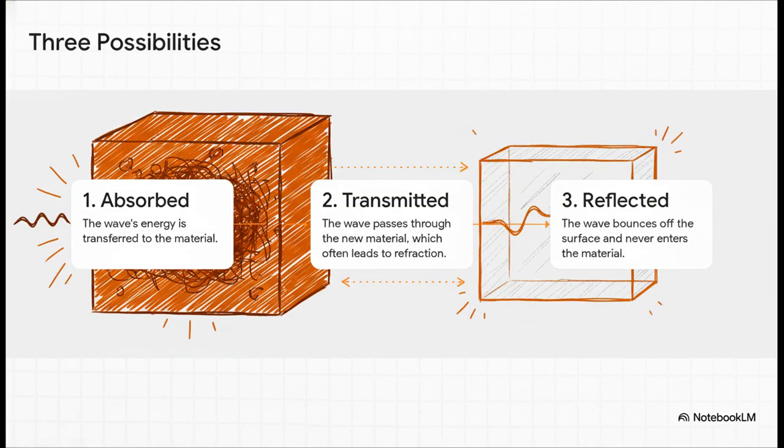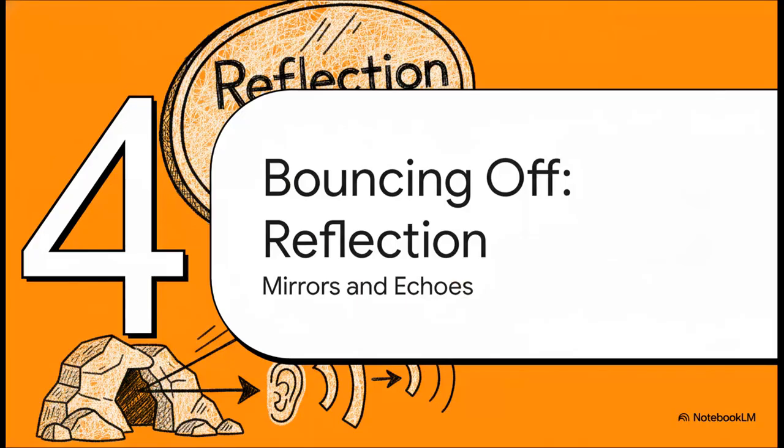Well, it turns out there are three main things that can happen. The wave's energy can be absorbed by the material, usually turning into heat. It can be transmitted, which just means it passes right on through. Or it can be reflected, bouncing right off the surface. And a lot of the time, it's actually a combination of all three. Let's really dig into that third option, reflection.